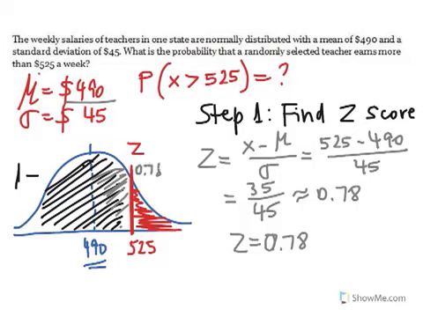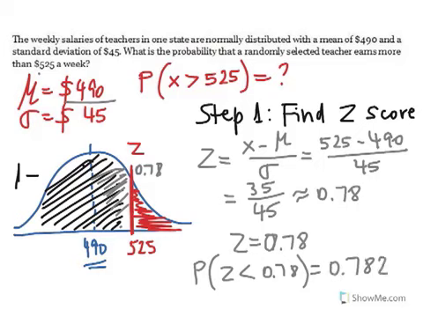So now we need to find the area associated to the left of this 0.78. Okay, so we go into the textbook and we find in the table that the area to the left of z, so the probability of the area to the left of z, 0.78, will be 0.7823. Okay, so this probability right here is 0.7823. But actually, the question asks, what is the probability that a randomly selected teacher earns more? So we want this area here.